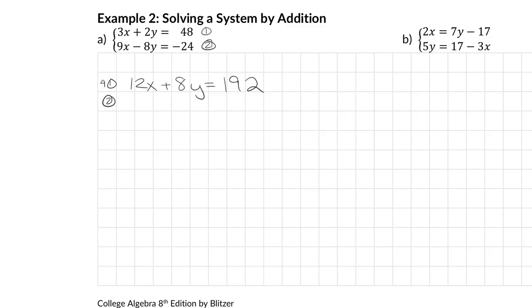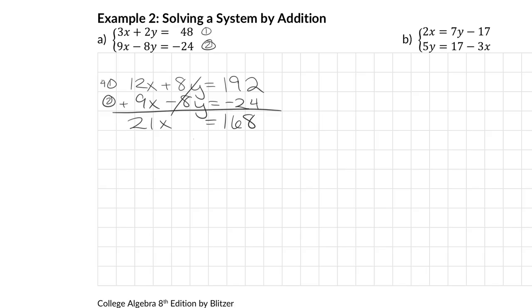So 4 times 3 is 12, 4 times 2 is 8, 4 times 48 is 192. You're then going to add the other equation 2, exactly as it's written, together. I did this so that the y's would cancel. Notice now you have a positive 8 and you have a negative 8. And I got that because I multiplied the top equation by 4. The y's will cancel out. You'll end up with 21x equal to 168.